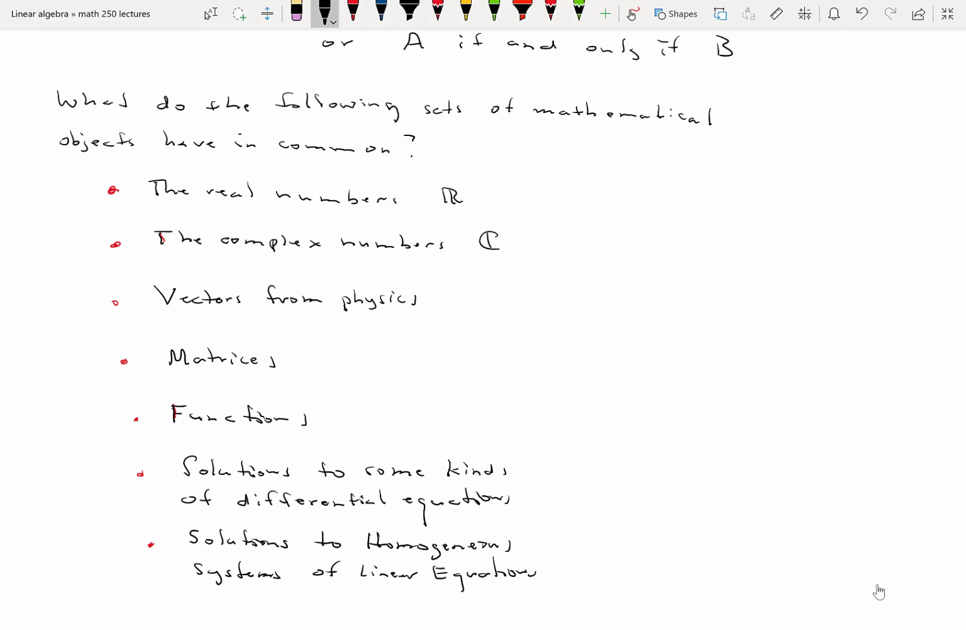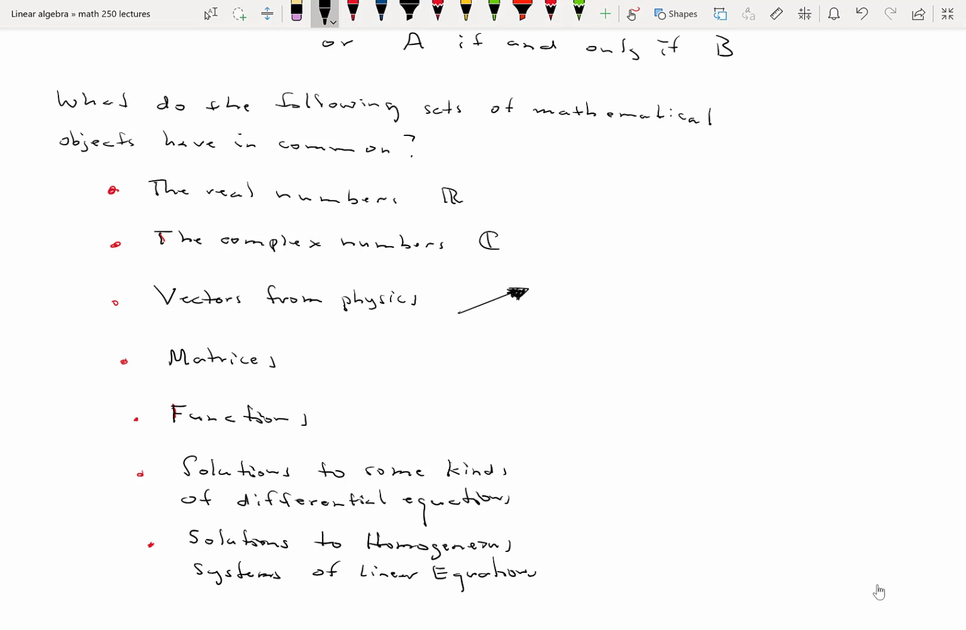The set of real numbers, the usual symbol for real numbers, the set of complex numbers. You may not have seen the symbol for complex numbers, like a capital C with a little line added to it. The vectors from physics. If you haven't had physics or Calc 3, vectors from physics are arrows. That's all they are.